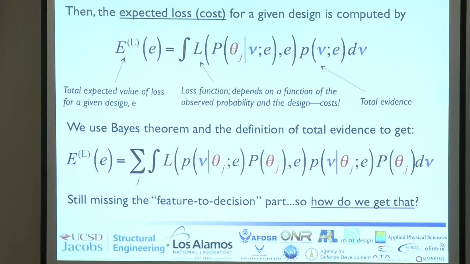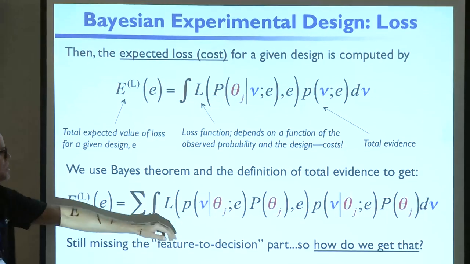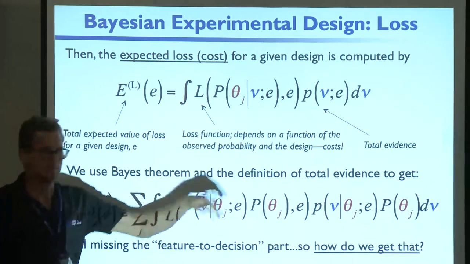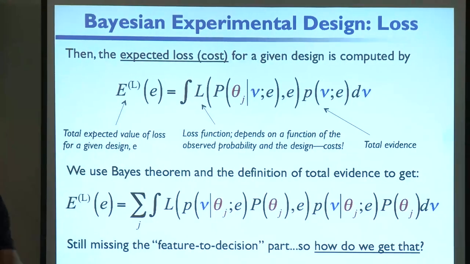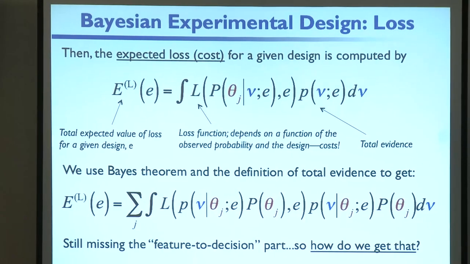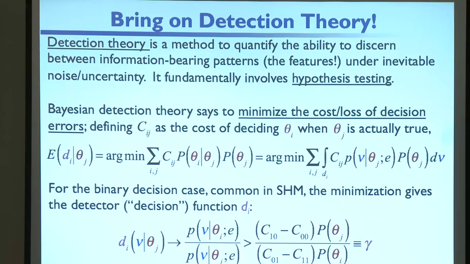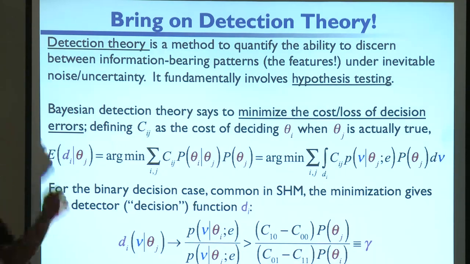Missing one critical ingredient before I go any further. I'm still missing, how do you get from data, that's the features, whatever you measured, into a decision? What's that link? Okay, and that is where I have to bring on detection theory. This is why you should take that class. This is where I made the link in my mind, and I think it's very interesting.